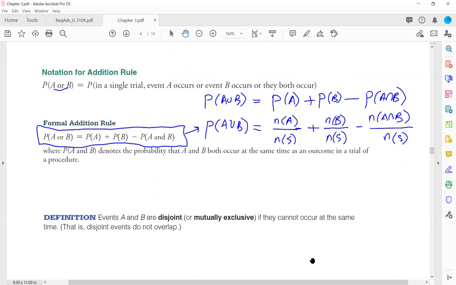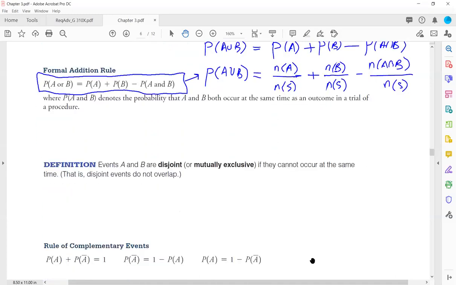Very well. Definition of disjoint or mutually exclusive events. They say that two events like A and B are disjoint or mutually exclusive if they cannot occur at the same time. They don't have any overlap. There is no intersection between them. The intersection between them is empty.